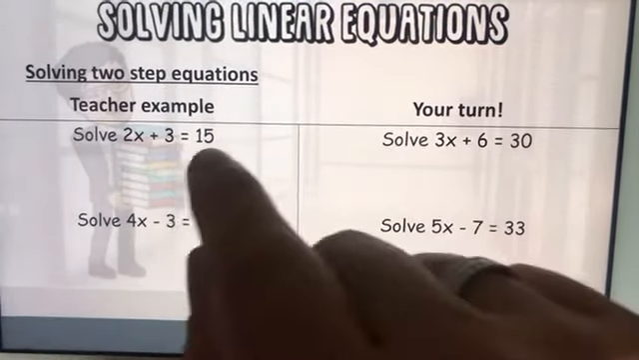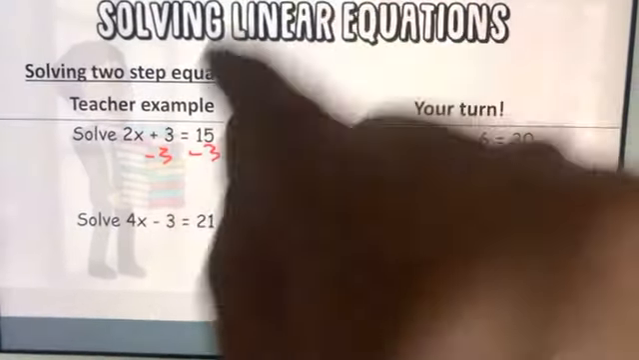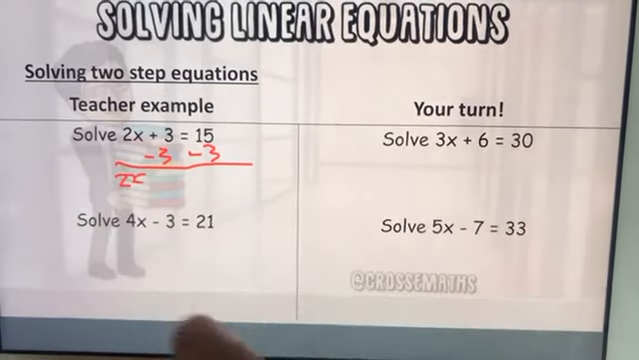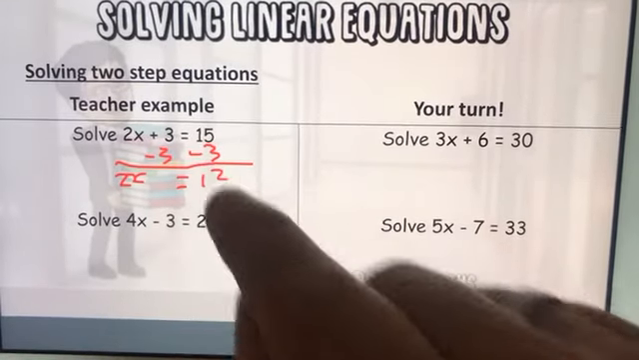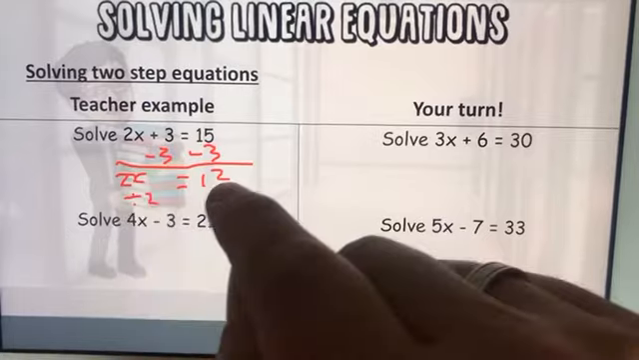So in order to get rid of that 3 on the end, I'm going to take away 3 from both sides. Okay, if I take away 3 from both sides, 2x moves straight down. Minus 3 plus 3 makes nothing. 15 take away 3 is 12. Last step, I'm going to divide both sides by 2 to get rid of that 2.